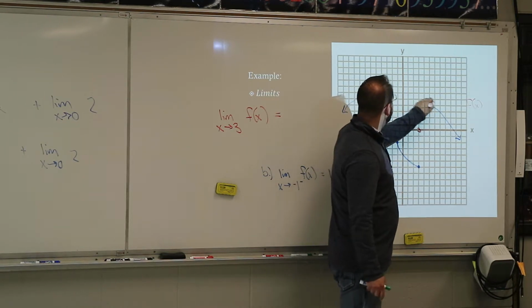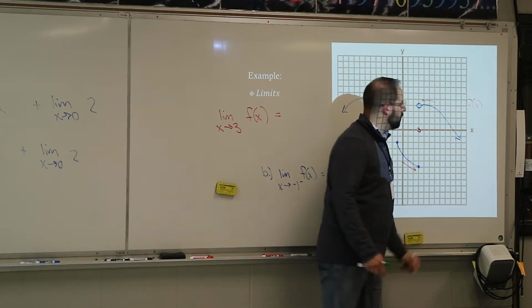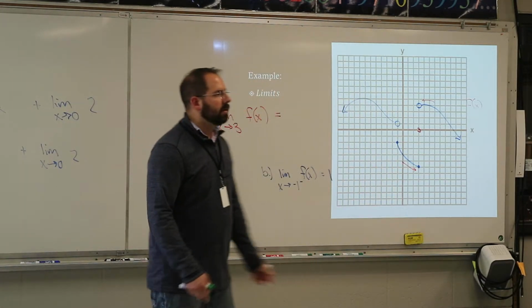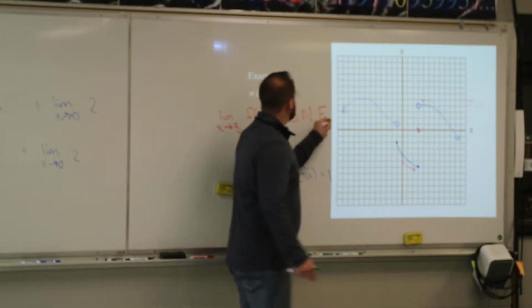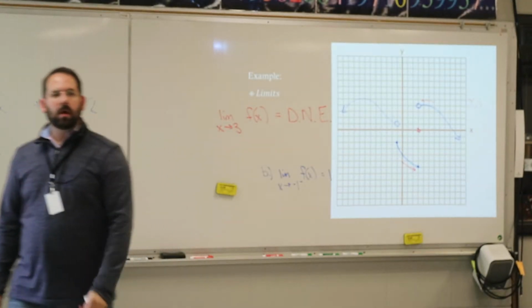There's 3, so 3 from the right side and from the left side. Do you notice they're going to 2 different numbers? 4 and 6. So your answer does not exist. The limit does not exist. DNE.